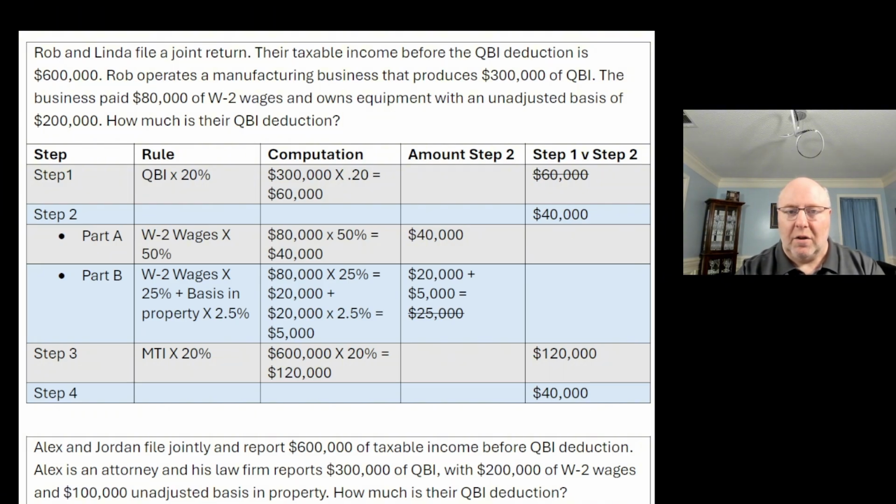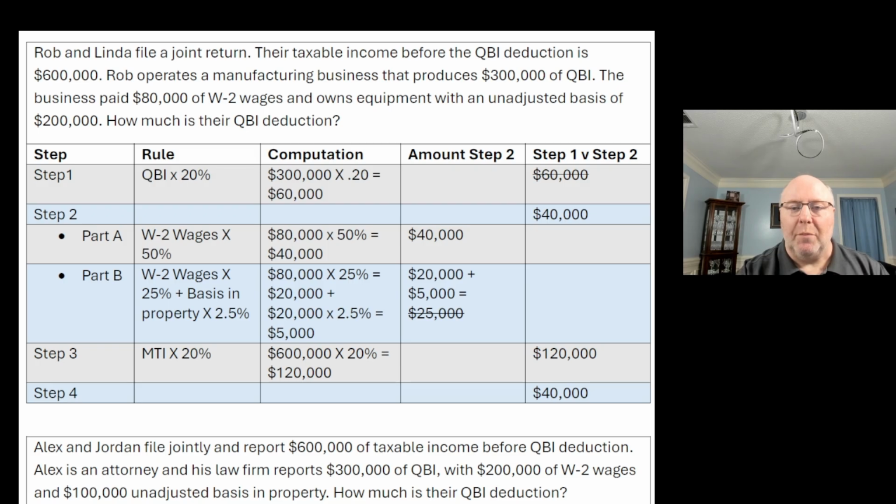Okay. This is the thing I've been warning you about, right? Don't let the person making this test trick you. We saw that they're an attorney, and we see that their modified taxable income is going to be over the threshold. Because they're an attorney, this is an SSTB, a specified services trade or business. And that means that we don't get any deduction. The answer is going to be zero. No QBI deduction at all because they are an SSTB. So we end right there.